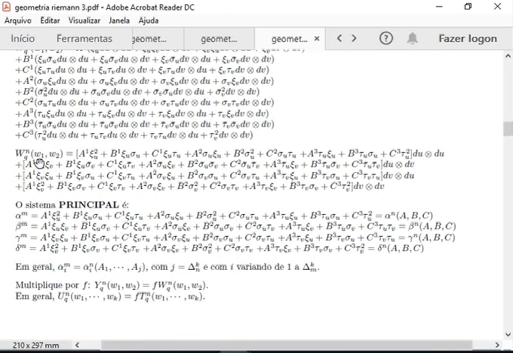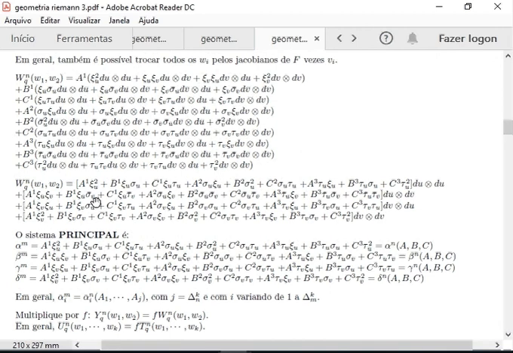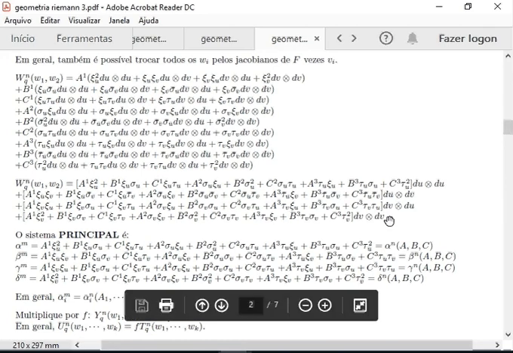Double Q N at w1, w2 equals A1 du to the power of 2 plus B1 du sigma u plus C1 sigma u tau u. We grouped all du du, we grouped all du dv, we grouped all dv du, and we grouped all dv dv.